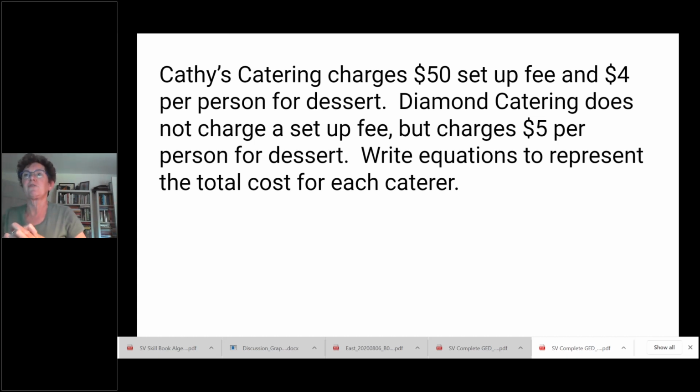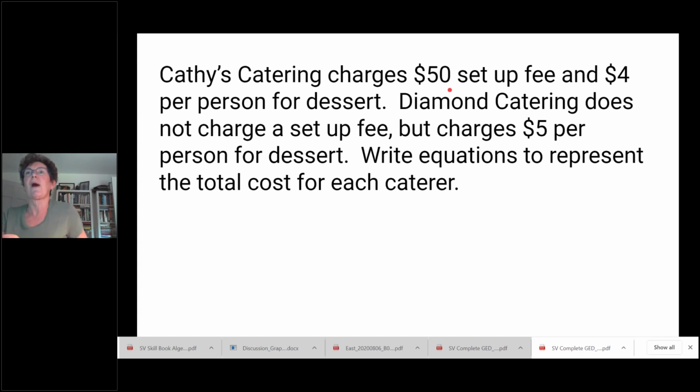Now I've paid $15. So with 3 people at my event for Kathy's Catering, I have paid $50 plus $4 a person, that's $12. So I paid $62. But in the situation that I've hired Diamond Catering and I have 3 people at the event, I've only paid $15. So that's what we're doing, is we're writing an equation that represents the total cost, my one unknown, based on how many people are coming to the event. That's my second unknown.